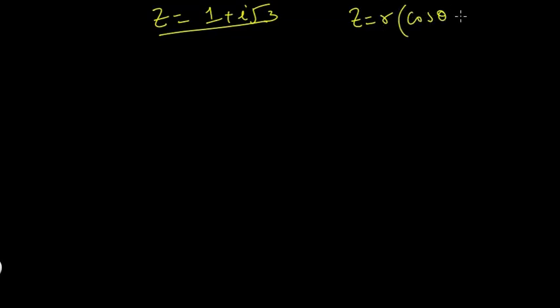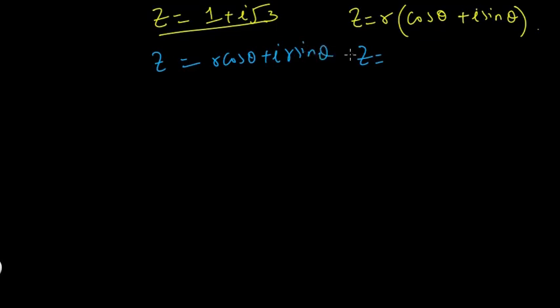Suppose the example is z is equal to 1 plus iota root 3. We have to write this complex number in polar form. Whenever polar form is talked about, we use the formula z is equal to r common cos theta plus iota sin theta, right? Now if I multiply this, z becomes r cos theta plus iota r sin theta, right?